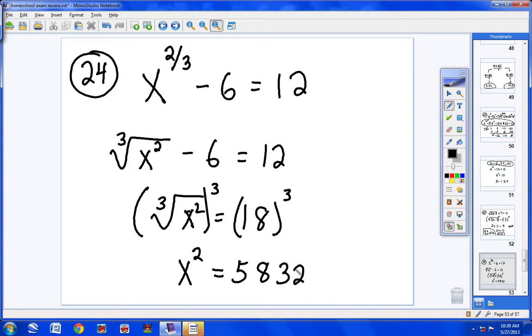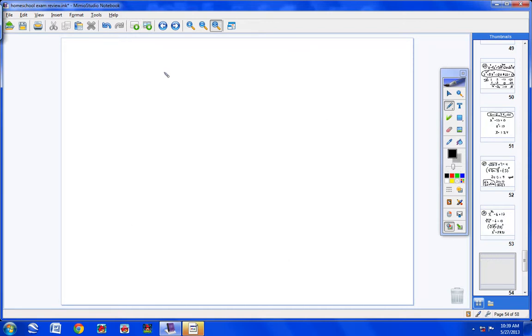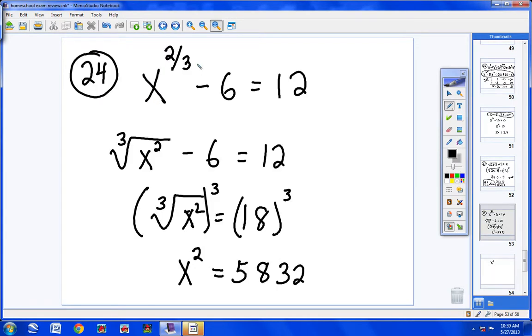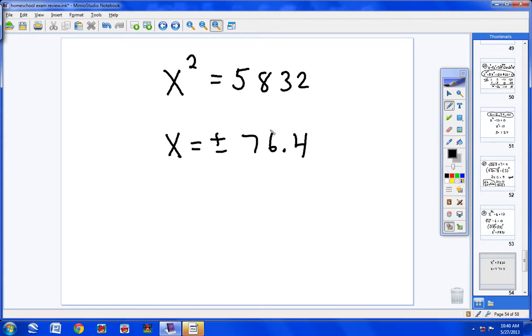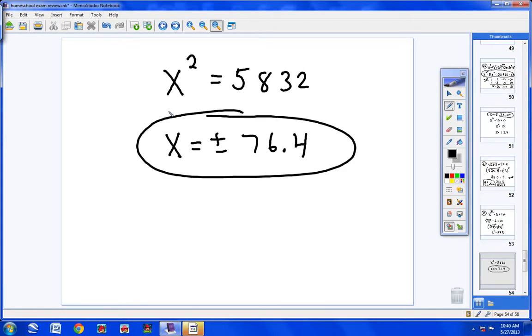All right, 5,832. Now, is x by itself? It's an x squared, so now I've got to take the what of both sides? Square root. So x squared equals 5,832. Now, take the square root of both sides, and don't forget your plus or minus. What do you get? 76.4. He rounded that, so that's not exact, but there you go.